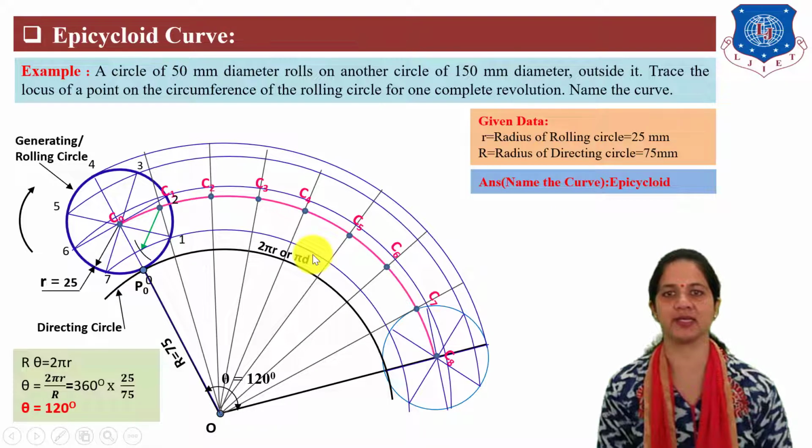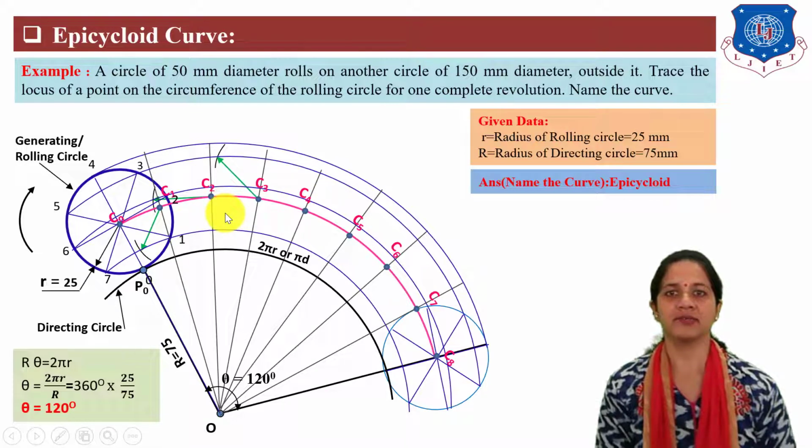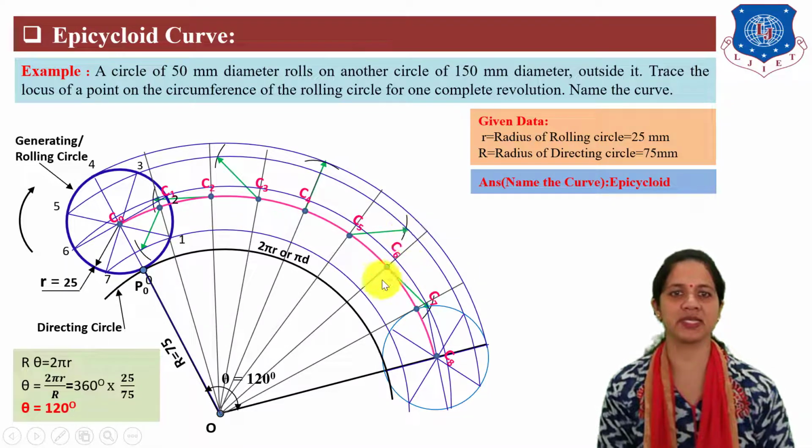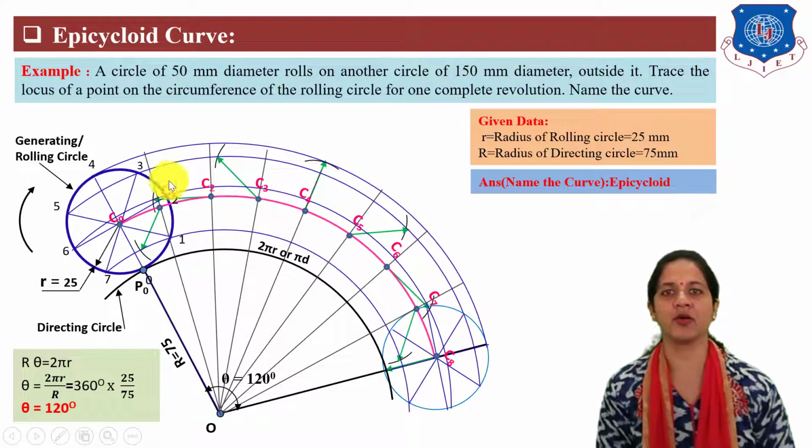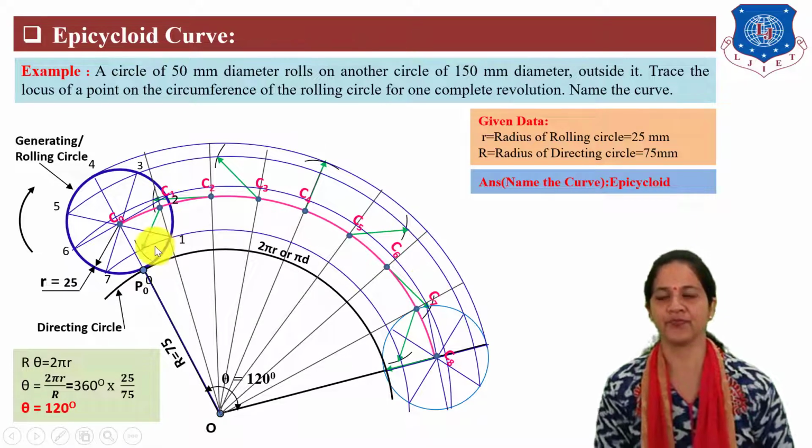of the rolling circle. Next, take center C2, radius equal to the rolling circle, and cut an arc on the number 2 arc of the rolling circle. Similarly, cut arcs from centers C3, C4, C5, C6, C7 and C8 on the particular number arc of the rolling circle.